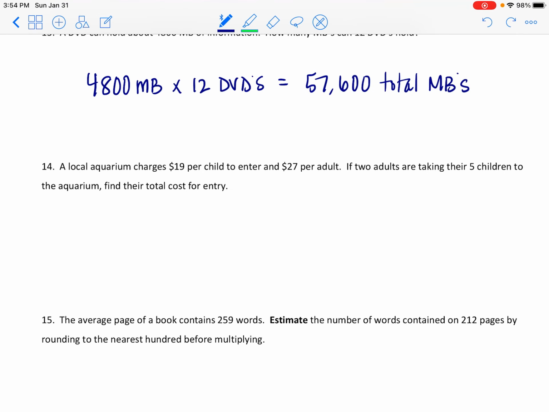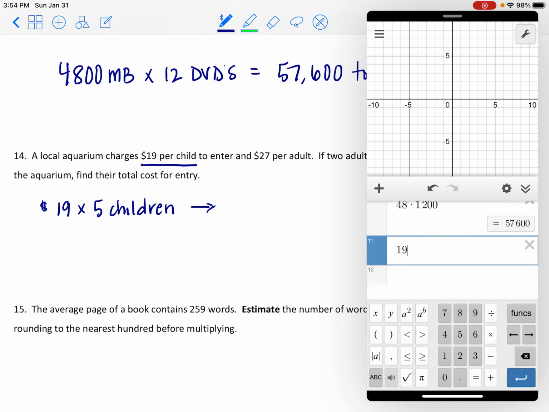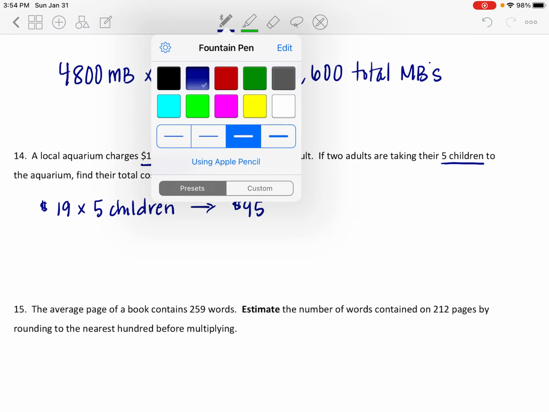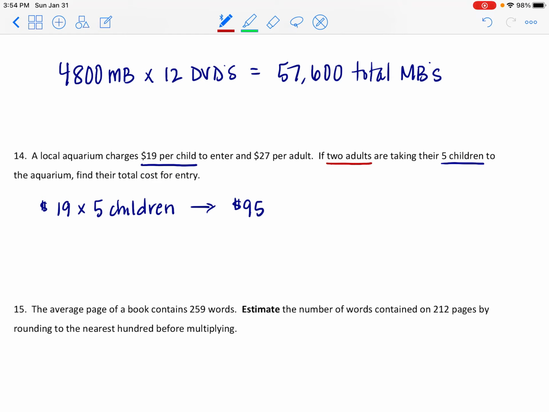Okay. Next one says a local aquarium charges $19 per child to enter and then $27 per adult. If two adults are taking their five children to the aquarium, find their total cost for entry. So $19 per child, and there are five children. So that means $19 is going to be multiplied by five children. And $19 multiplied by five children is a total of $95. Now there are also, in this one, two adults, and they're going to be charged $27 per adult. So we have $27 for each of the two adults.